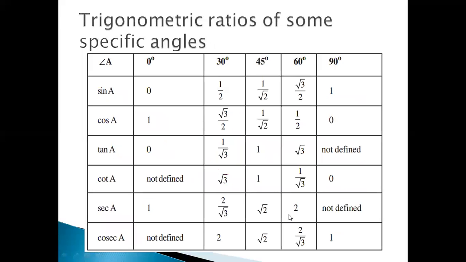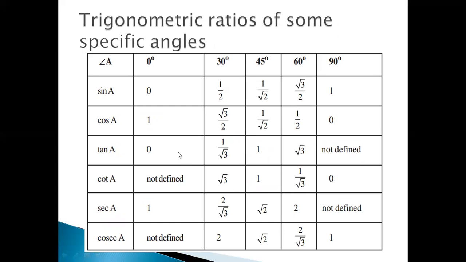Now, the remaining ratios, the values of tan and cot for 60 degrees, 90 degrees, and 0 degrees, will be explained later. How they have come, those values will be explained through figures in the next session. But let us see the table here completely.